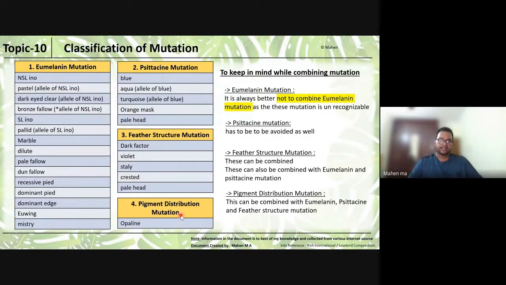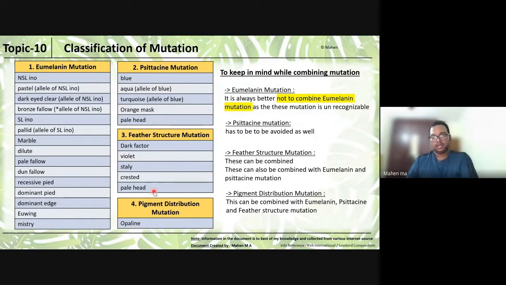And finally, there is the pigment distribution mutation. We currently have only opaline under this category. What this does is move the pigmentation only to some specific areas. For example, if you take an opaline, for the head there is only one kind of color being pushed, and for the body there is only one kind of color pushed. So it is basically the distribution.